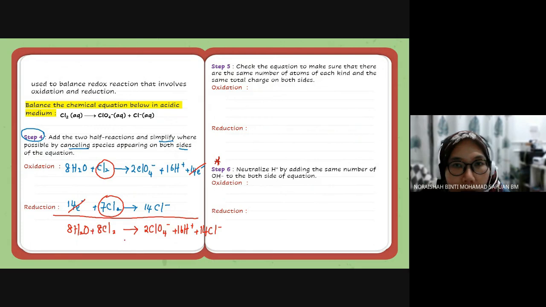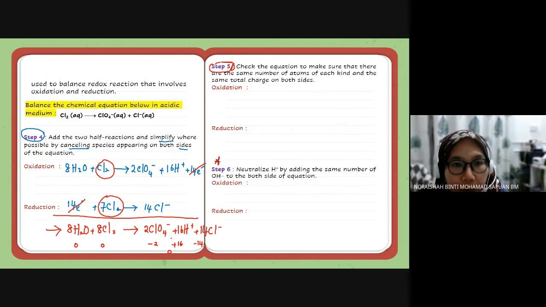Okay. So check equation sama tak dia punya bilangan atom dan juga charge. So kalau kita tengok kat sini, charge kosong, ni kosong, sini negatif 2, 16, negatif 14. So 16 tolak 16 dapat kosong at the end. So total charge kiri dan kanan sama. Okay, so saya dah siap-siap untuk step 5 tu dekat sini dah lah.